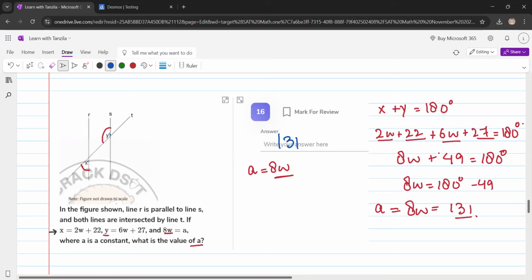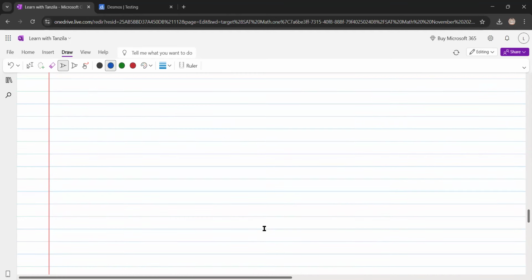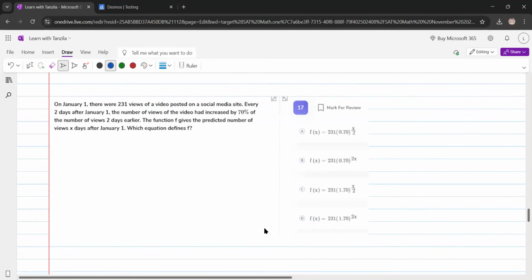A lot of you will find the value of W first, okay? Then plug it back in. No need. Do it directly. Moving on to question 17.